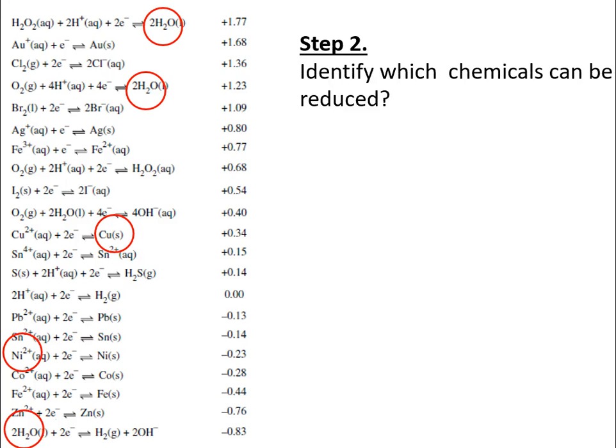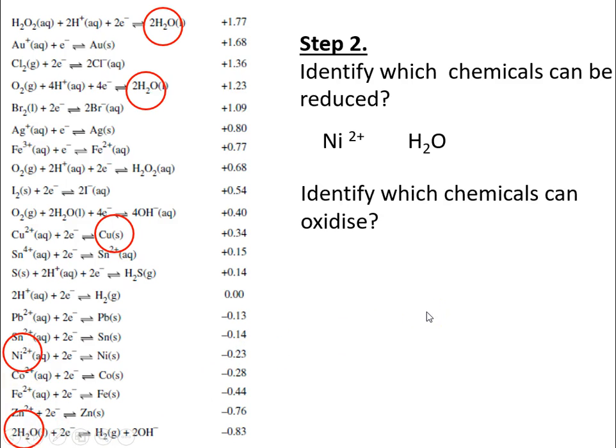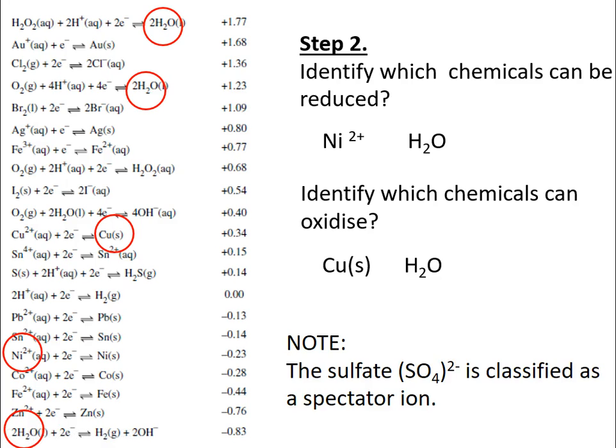Step 2, identify which chemicals can be reduced. So here, these are undergoing reduction reactions. So your nickel and your water can be reduced. Which chemicals can be oxidized? These are oxidation reactions, they're losing electrons. So the copper and water. The sulfate and nitrate we don't worry about for these reactions. For year 12 we're not going to look at sulfates or nitrates, so you can ignore them.